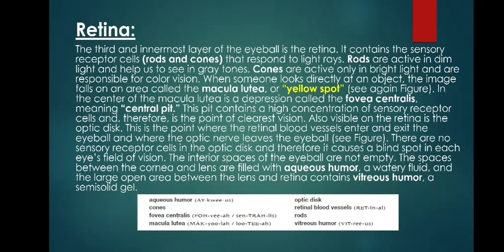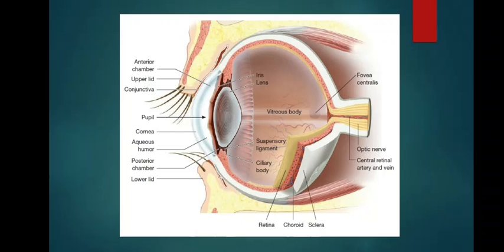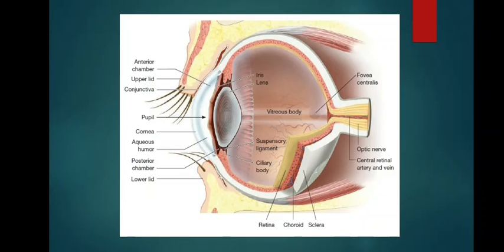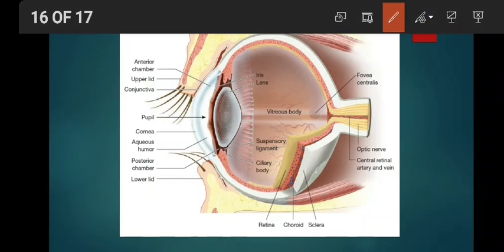What about the third and the inner layer? The third and inner layer is the retina. Here you can see, this is the retina. It is the third and the inner layer.